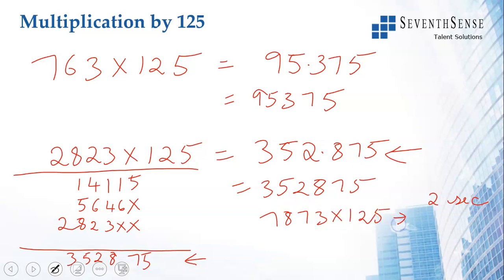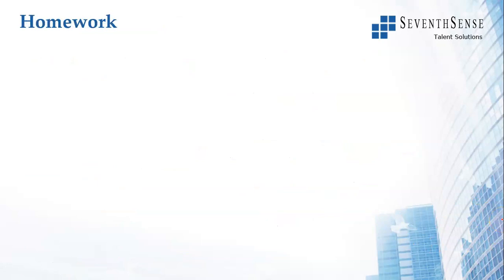Now let us look at 7873 into 125. If you have to do that, 78 by 8 would be 9. 6 is the remainder, 67, 8, 64, 33, which would mean 4.125, 984,125. So with practice, you'll get much better, and it will be fast and definitely accurate. Let us look at some homework problems.